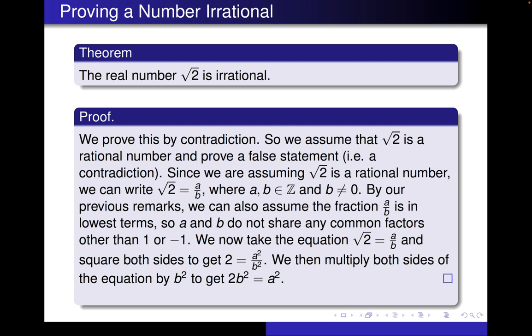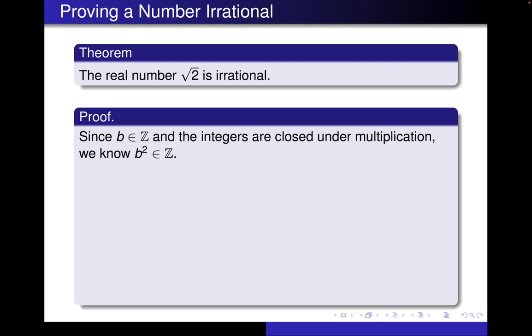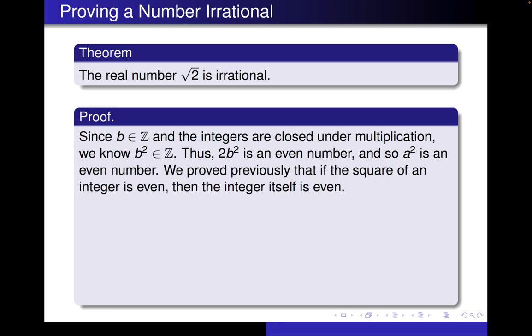Now, remember, we were making the even number arguments. Since b is an integer and the integers are closed under multiplication, we know b squared is an integer. That means that 2b squared is an even number, and since that's equal to a squared, that means a squared is also an even number. Now, we remind the reader that we proved previously in class that if the square of an integer is even, then the integer itself is even. Since a squared is even, that implies that a is even.